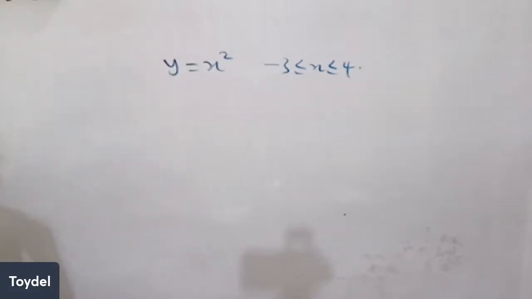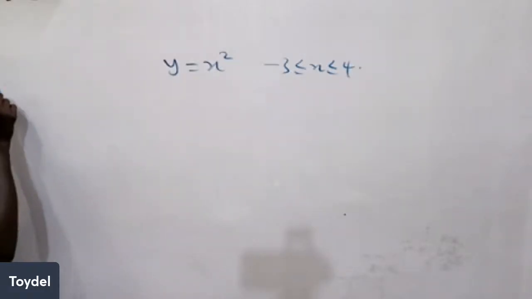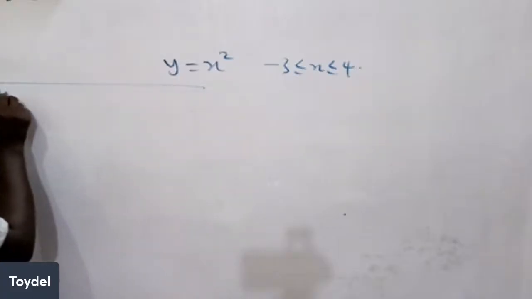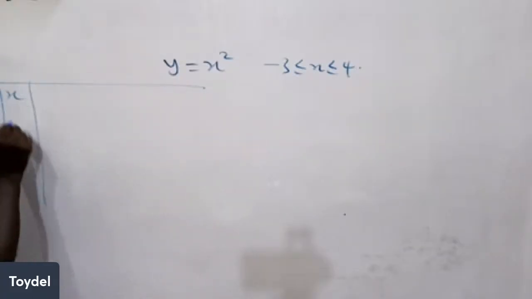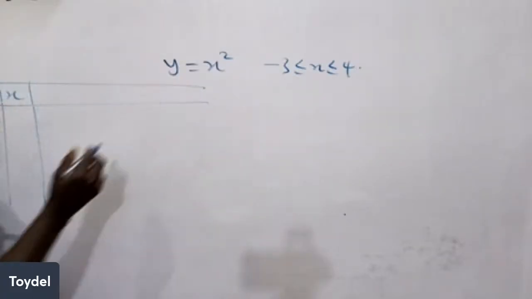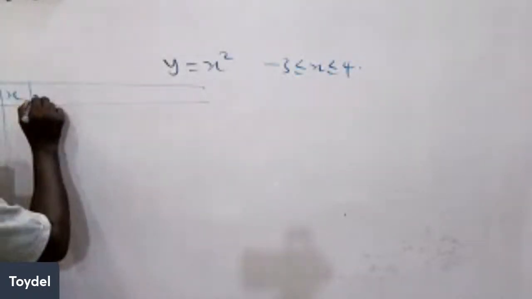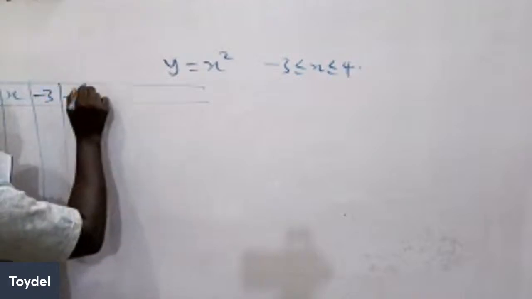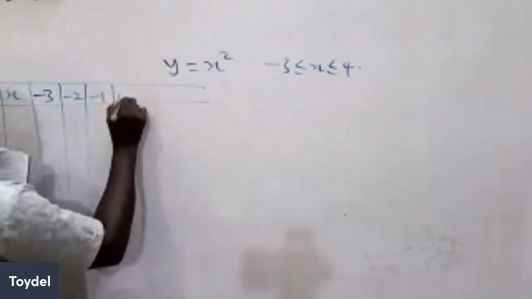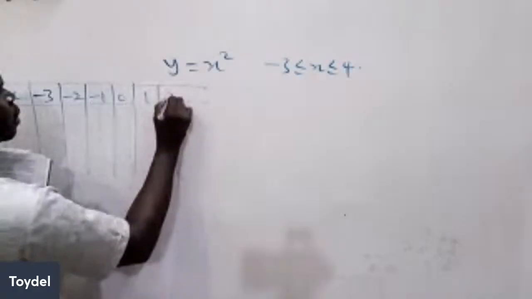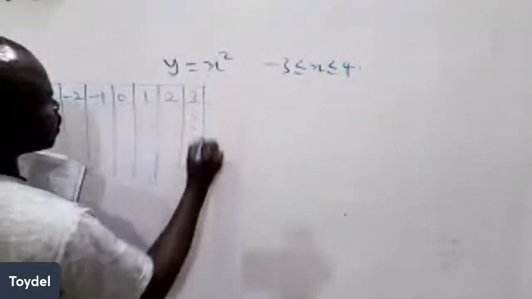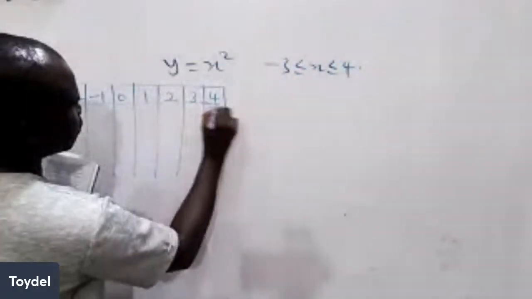Okay. So the first thing is that I will generate the table. How do I generate the table? I will list out the value of x. X ranges from minus 3 to 4. So I'm going to list out the value of x, then I'll get the value of y. I will have minus 3, minus 2, minus 1, 0, 1, 2, 3, 4. That's what I'm going to get.